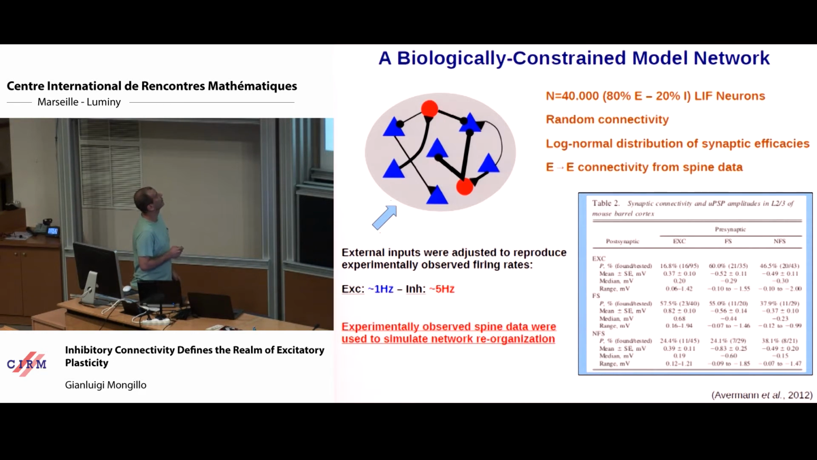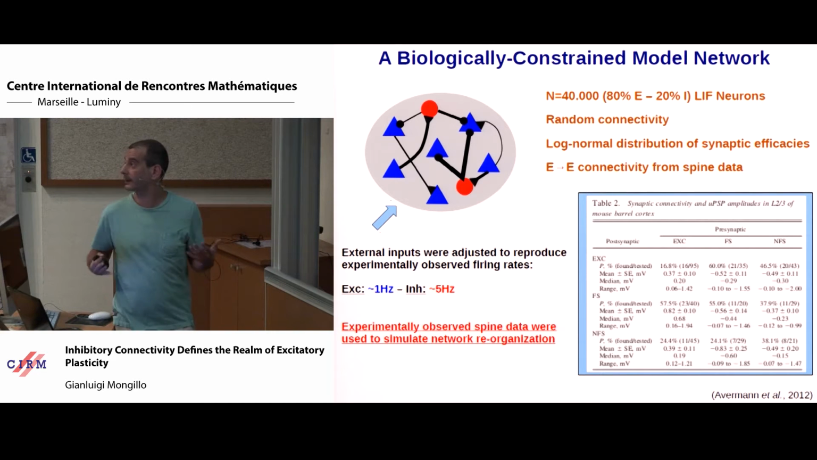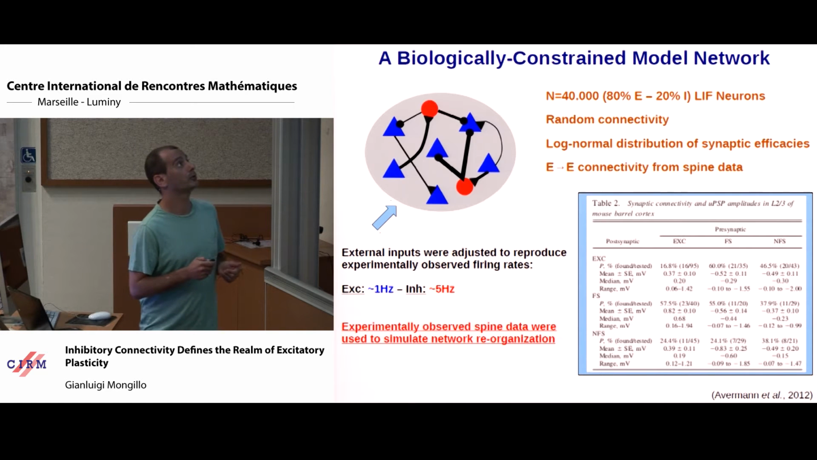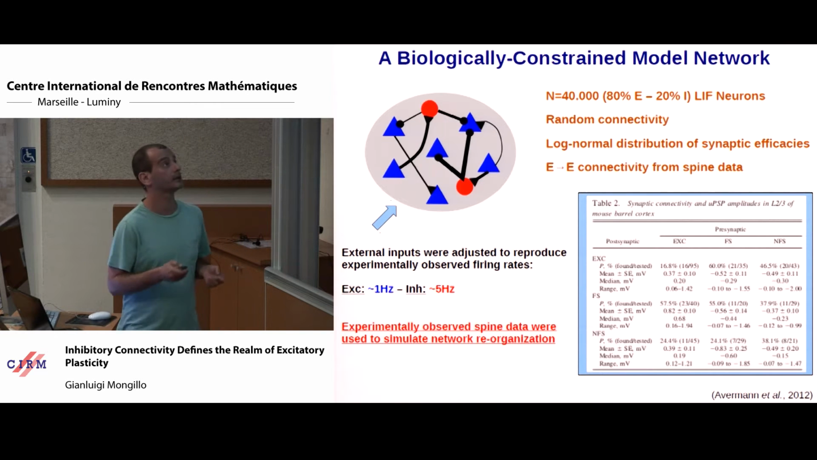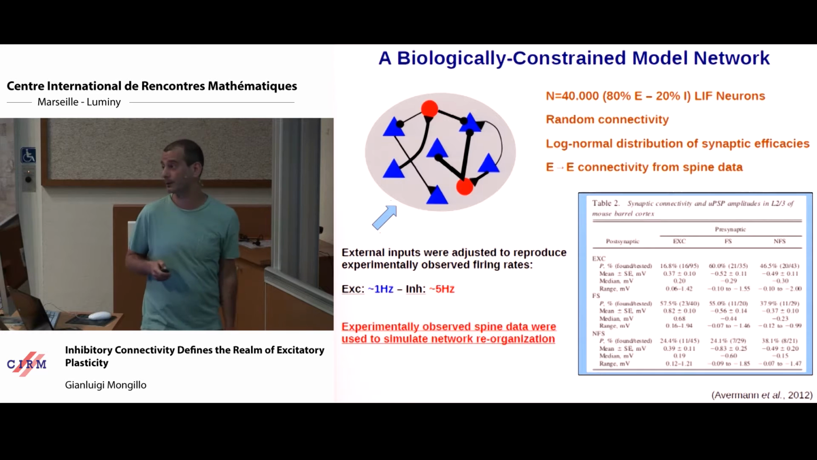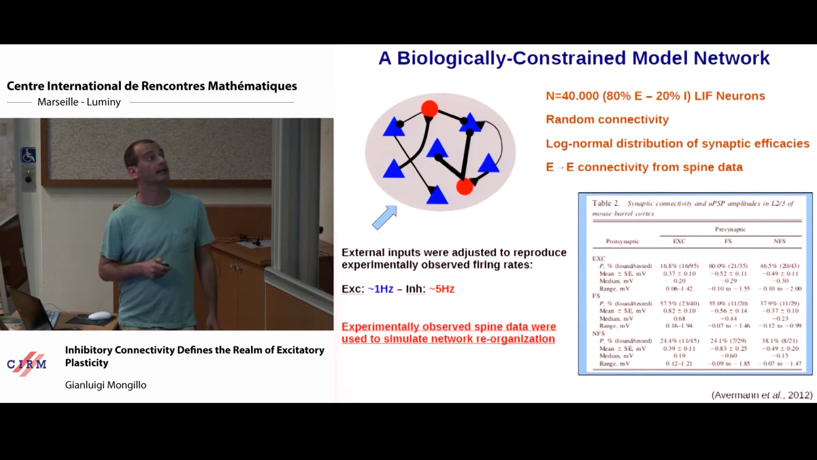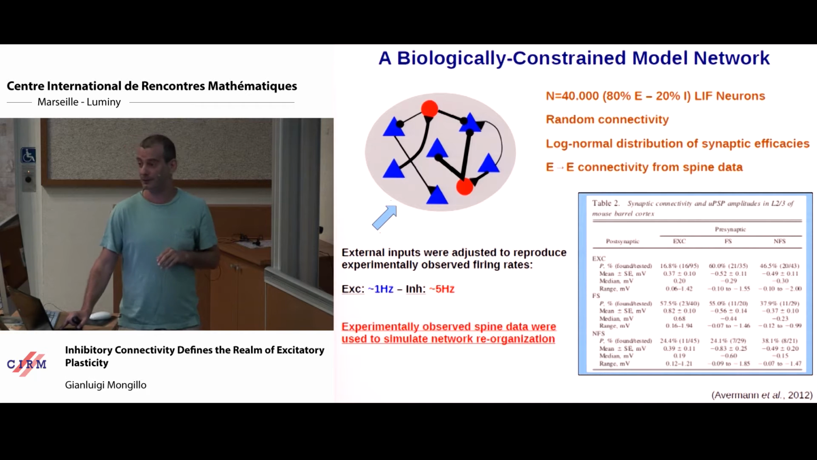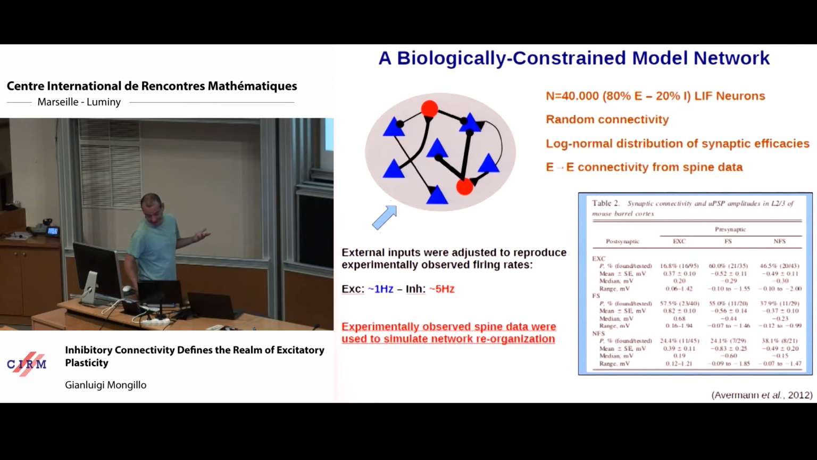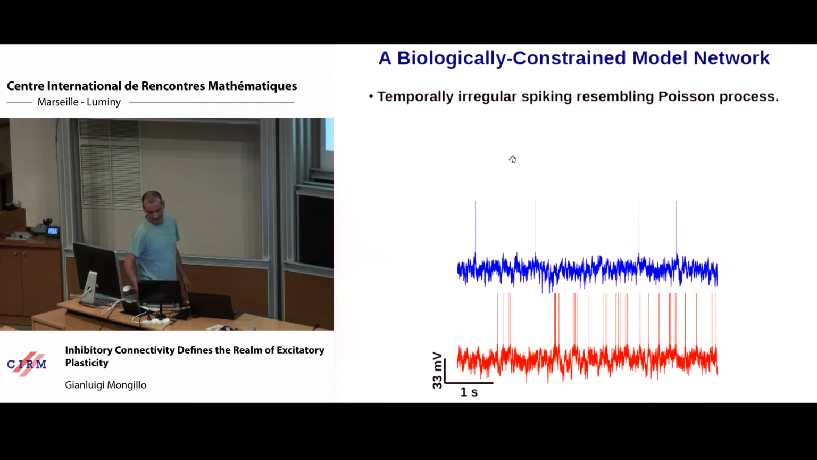And so essentially, we were left with the problem of setting the external inputs that go to this network. And we choose these inputs so as to reproduce the average firing rates that are observed in the cortex. In this specific case, this would be kind of 1 Hertz for the excitatory population and 5 Hertz for the inhibitory population. Apart from this external input, which is different for the two populations, all neurons have the same parameters, okay? This is important. This will become important in a moment. Okay, so how we use the spine data to simulate these effects of ongoing volatility.